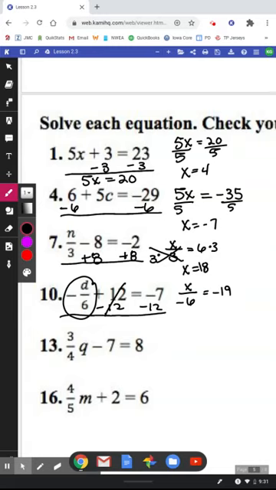I have x divided by negative 6 right now, so my opposite would be to multiply by negative 6 on both sides. And then negative 19 times negative 6 is 114.